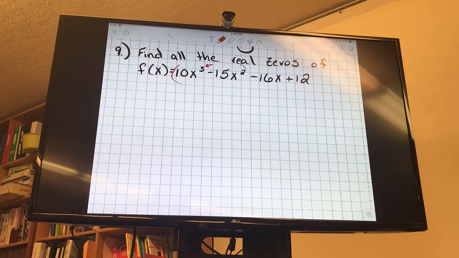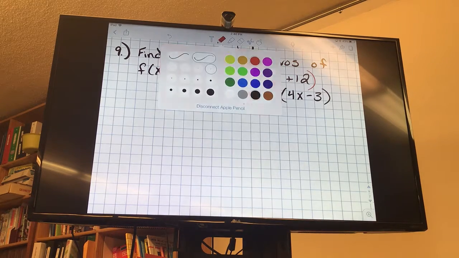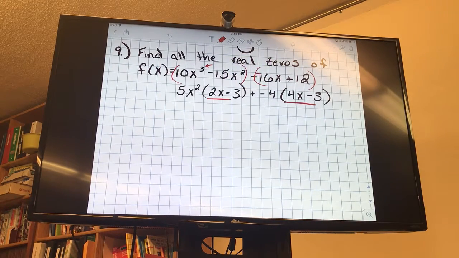If I group these first two, plus and negative, group these last two. Out of the first two, I could take out a 5x squared, right? 2x minus 3. What could I take out of those ones? Negative 4. Positive 4x minus, oh, what happened? It doesn't work, because I didn't get the same thing here. Okay, so factoring by grouping didn't work. Scratch that thought. I'll try something else.